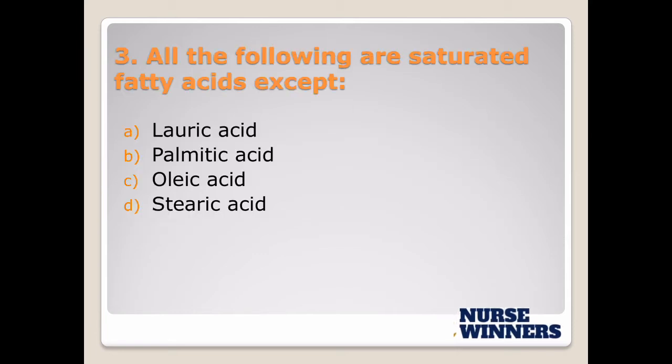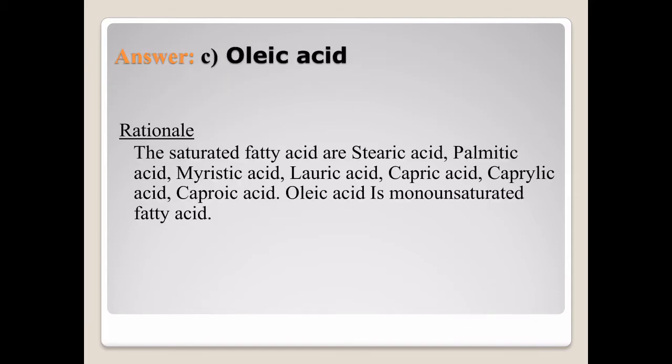Third question. All of the following are saturated fatty acids except options: A. Lauric acid, B. Palmitic acid, C. Oleic acid, D. Stearic acid. The right answer is option C. Oleic acid. Rationale. The saturated fatty acids are stearic acid, palmitic acid, myristic acid, lauric acid, capric acid, caprylic acid and caproic acid. Oleic acid is a monounsaturated fatty acid.